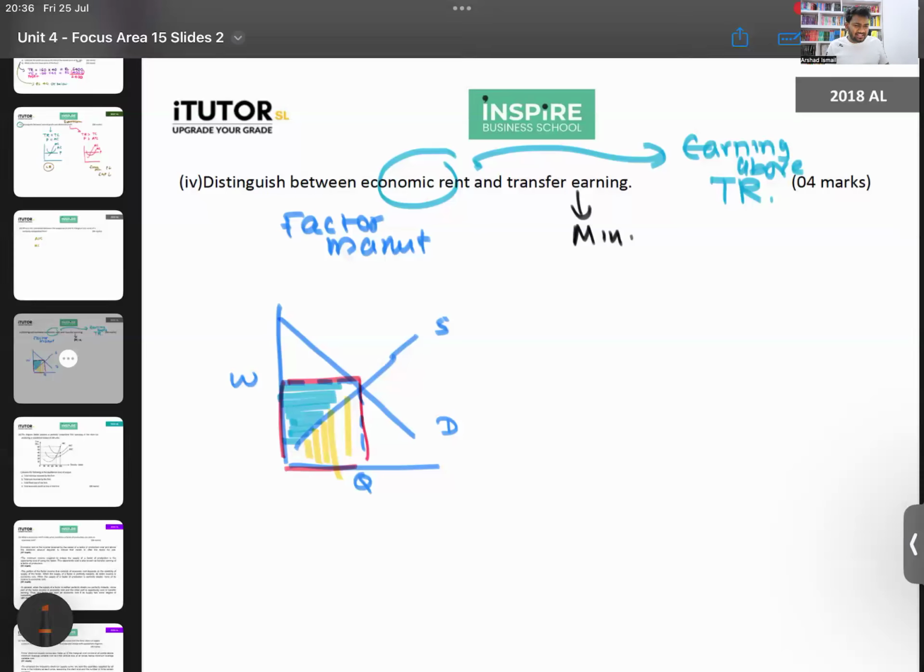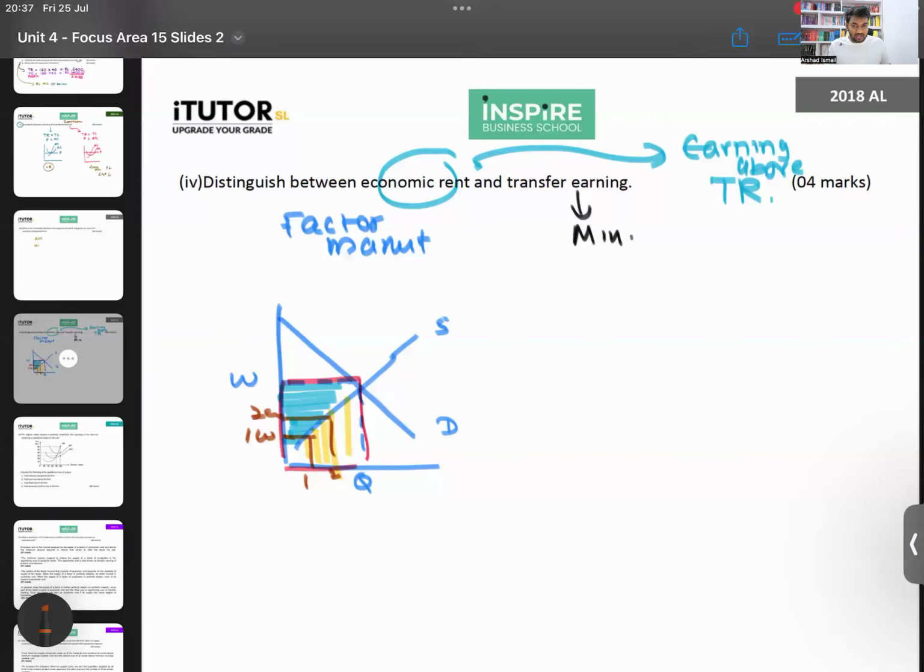The diagram is easy, right? It's not a very hard diagram. Below area is transfer. So in order to supply your first factor of production, minimum you want, let's say 100. Supply your second factor, minimum you want 200. So that below part is transfer earnings. What you earn above it is this.